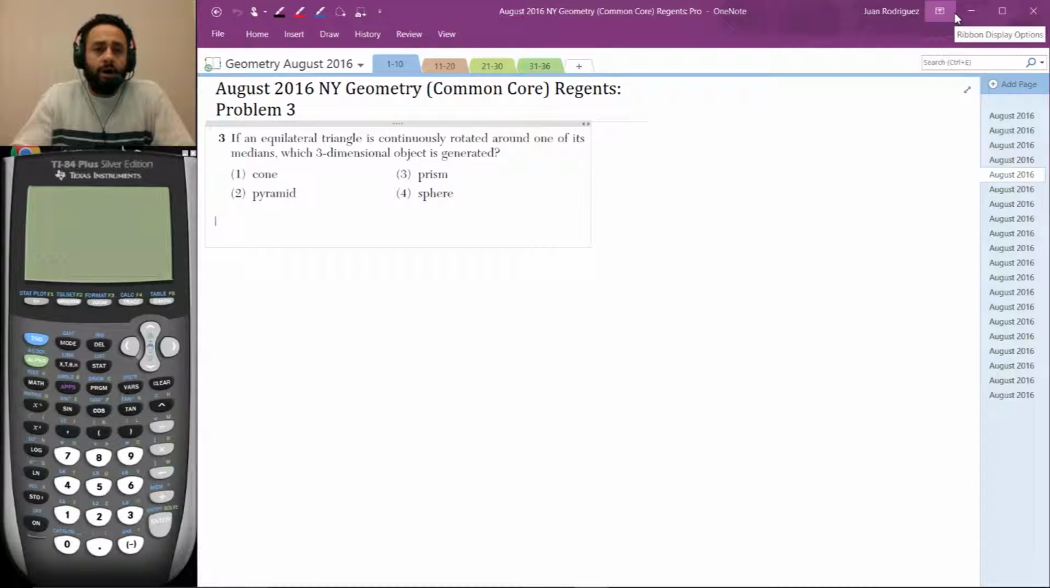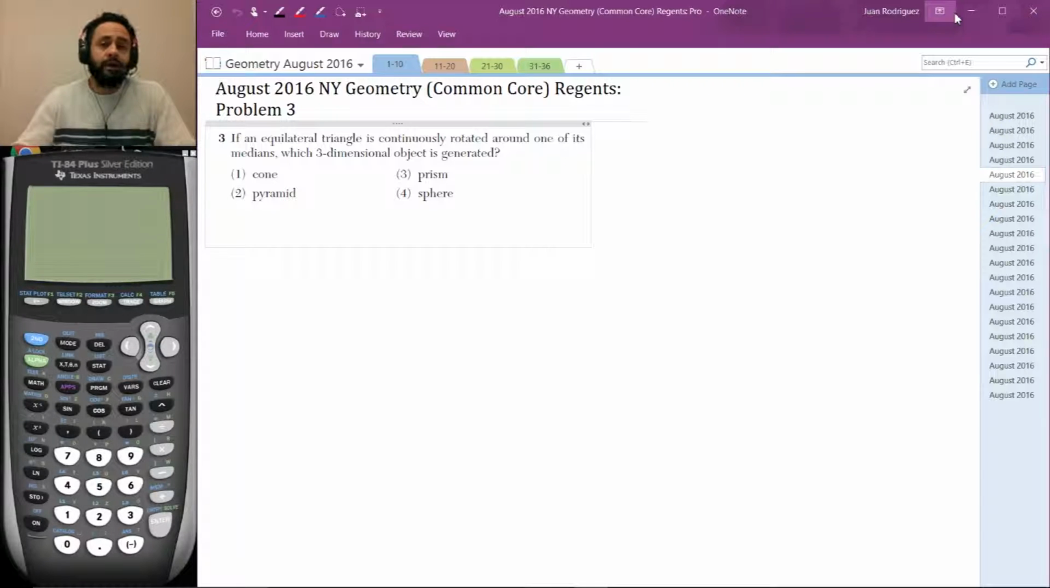Today we're working on the August 2016 New York Geometry Common Core Regents problem number 3. If you want to access these exams, go to nysedregents.org, click on the appropriate tabs. They're all available there. So here's the problem.